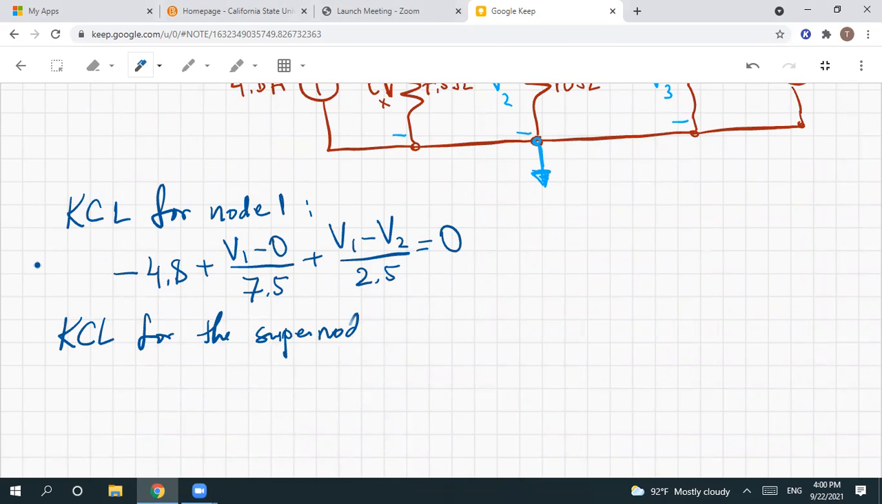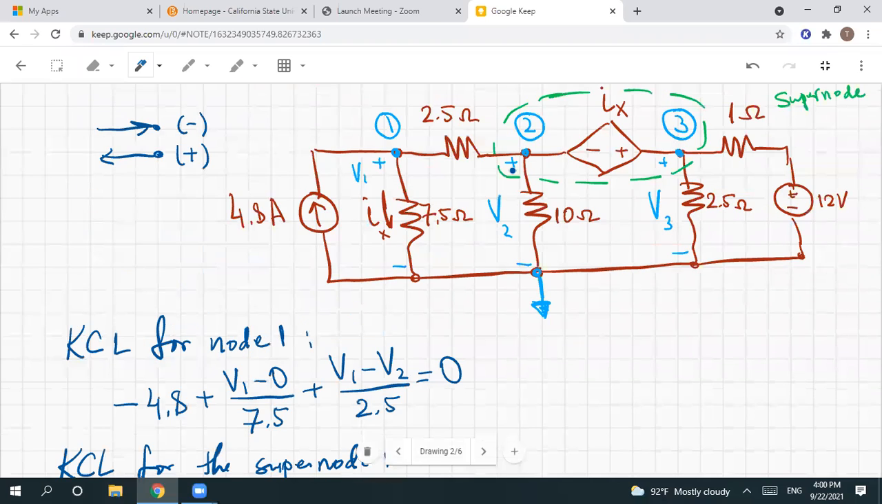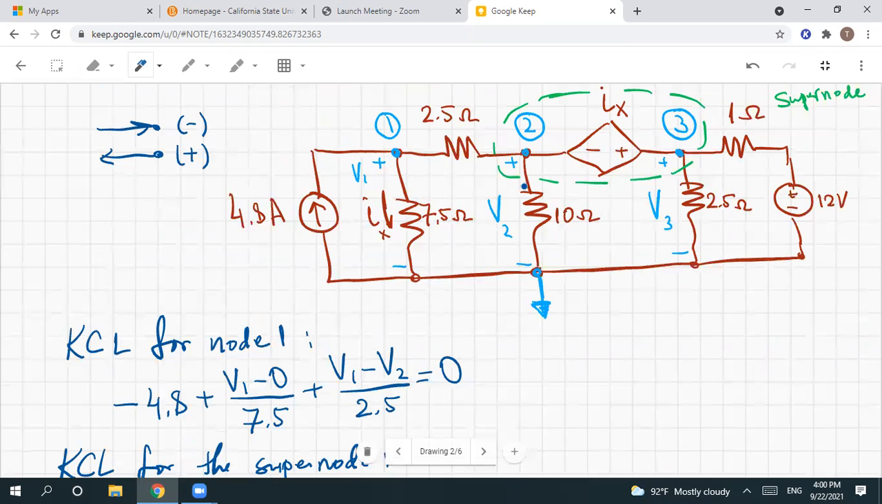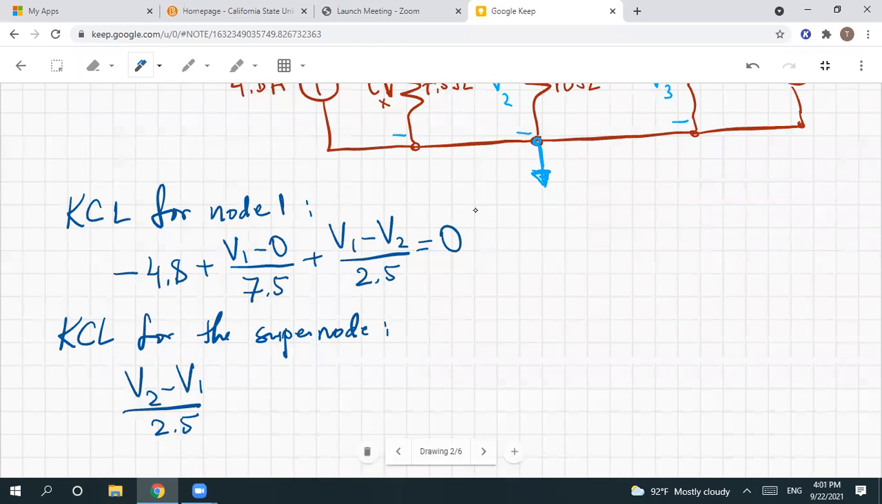And we will use the same methodology. So what we have here, we will start with this current. So this current will be V2 minus V1 over 2.5. And now I will write this current. And this current will be V2 minus 0 over 10. So it will be plus V2 minus 0 over 10.